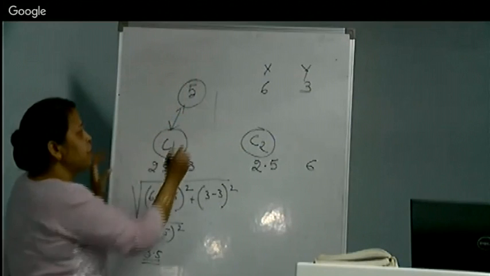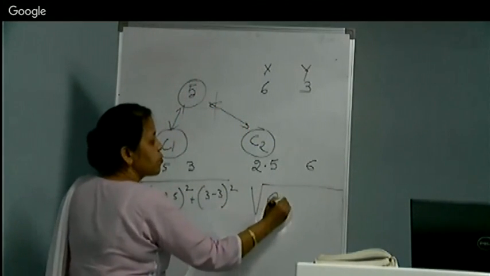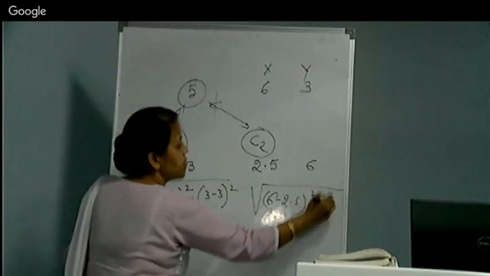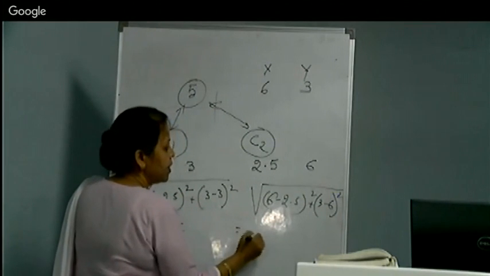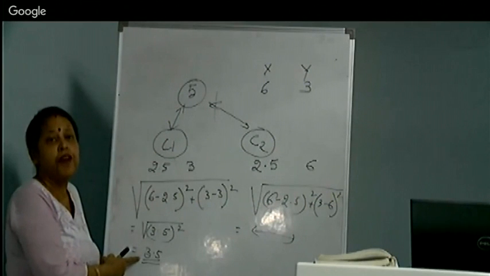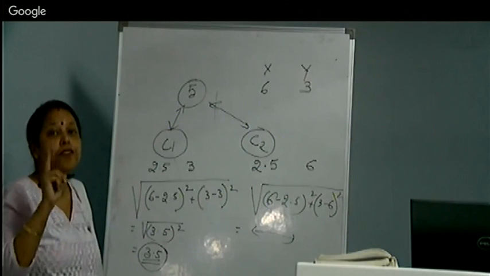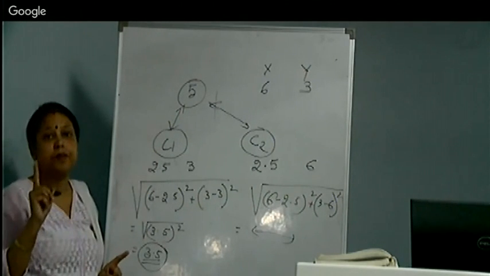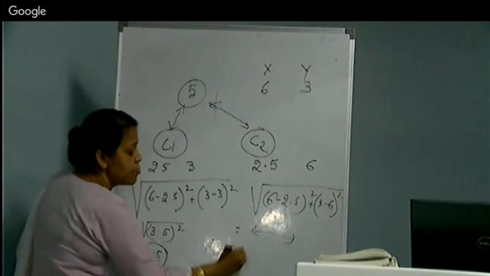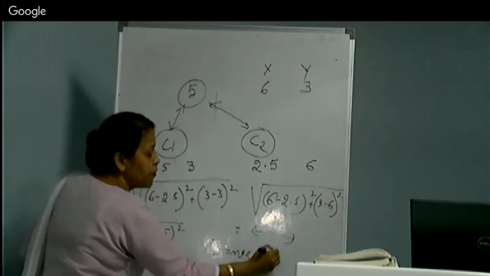Now we have to find out C2 and 5. Again, the C2 and 5 will be 6 minus 2.5 whole square plus 3 minus 6 whole square. You can find out the value, that will definitely be greater than 3.5. That means the minimum Euclidean distance is 3.5, which is from C1. So the minimum distance for pattern 5 will be 3.5.